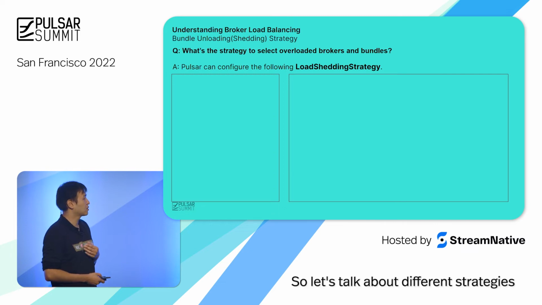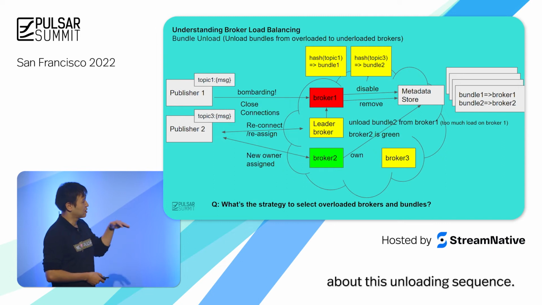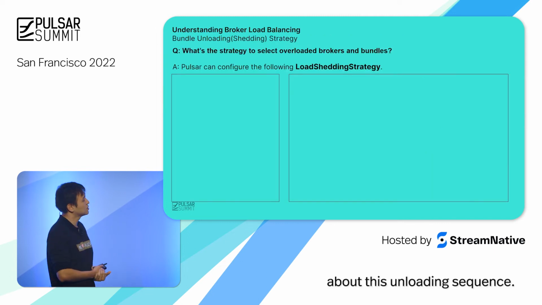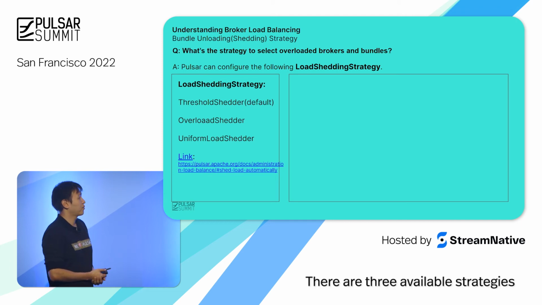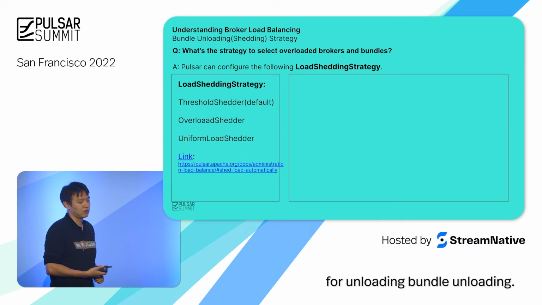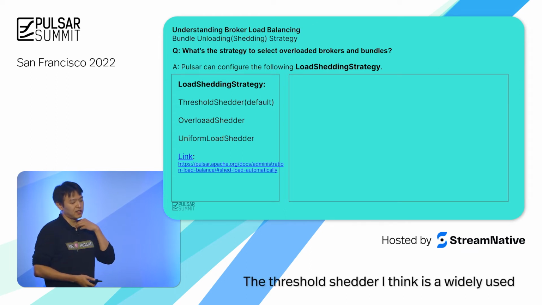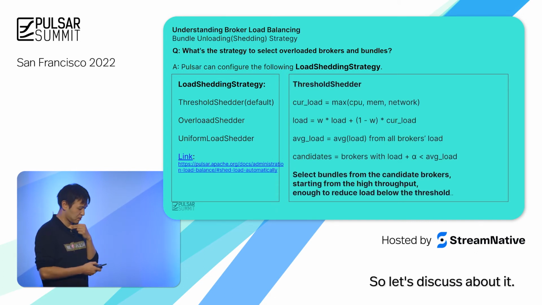So let's talk about different strategies for this unloading sequence. There are 3 available strategies for bundle unloading. We call it shedding as well. The threshold shedder, I think, is widely used, and it is the default. So let's discuss it.